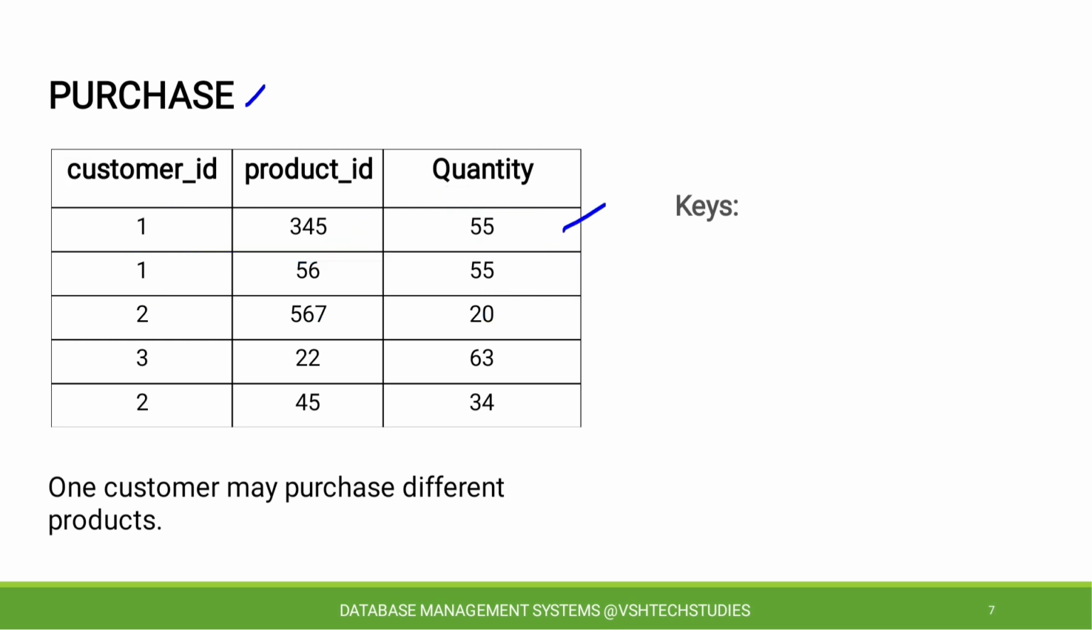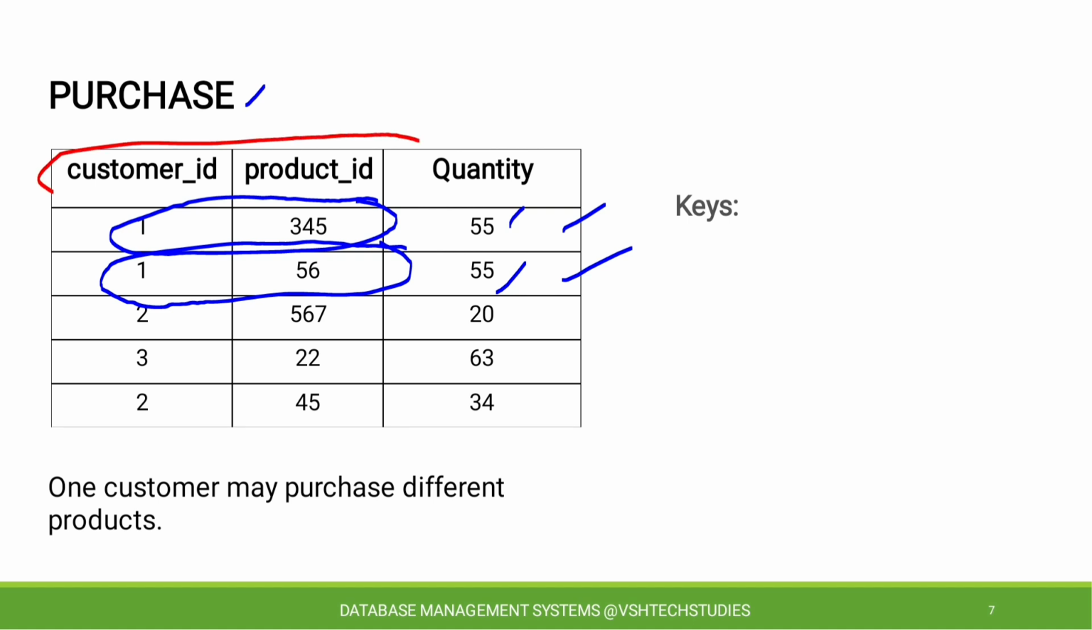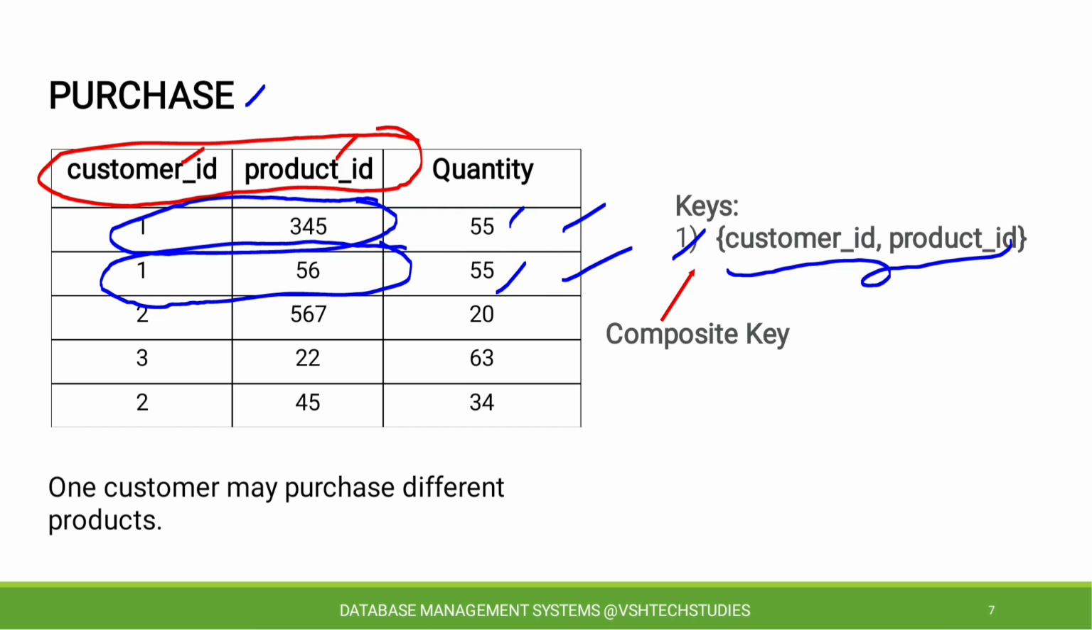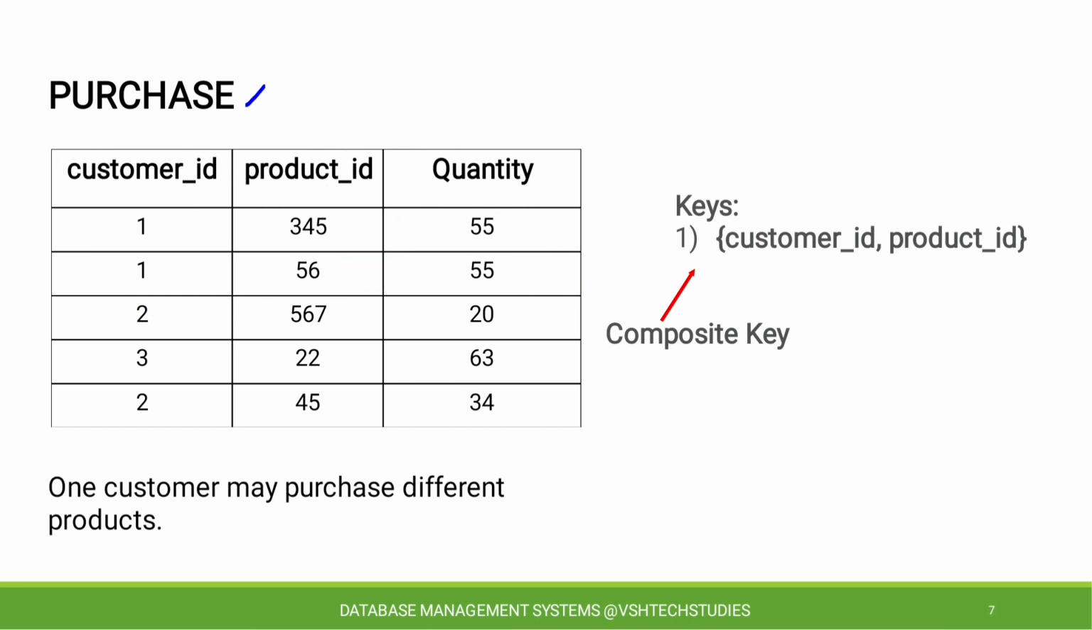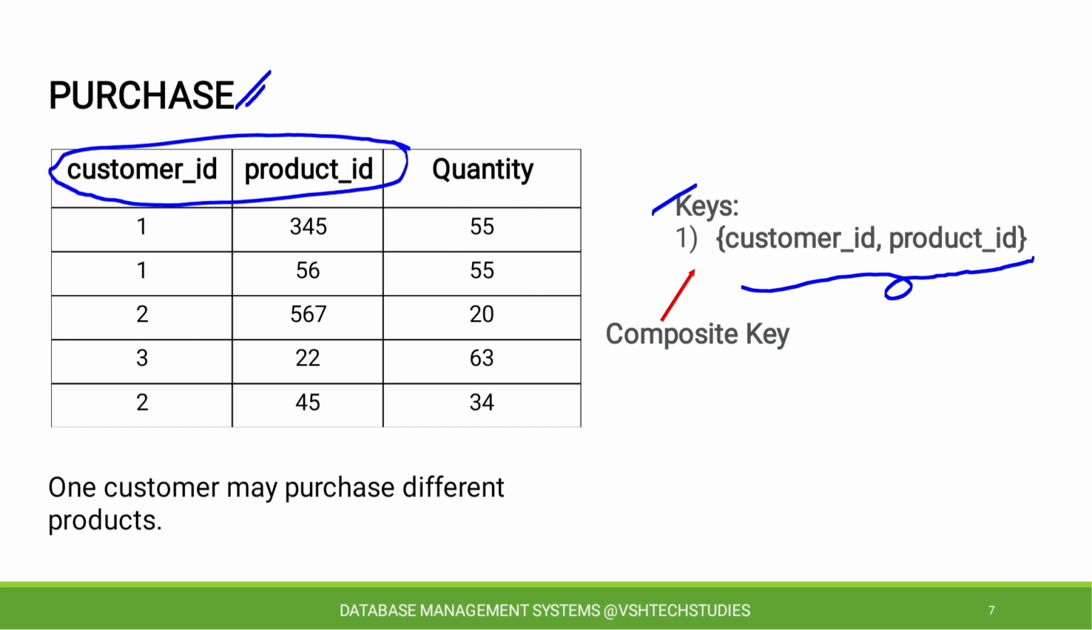That is, this is the row where customer ID is 1 and product ID is 345, and this is the row where customer ID is 1 but product ID is 56. The quantity may be same, but any row here can be identified by the values of both the attributes, that is customer ID and product ID, and hence in this table the key is this. So it is having two attributes. Hence this key is also a composite key. So what finally we can say is that in this purchase table there is one key. It is having two attributes. That is, by both attribute or column name values we can identify any row here uniquely.